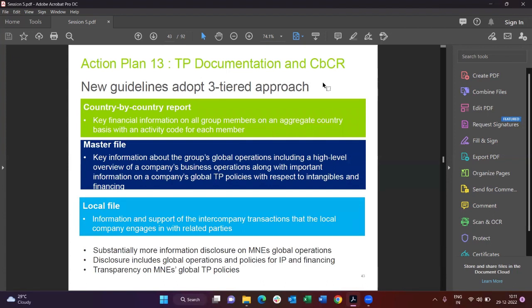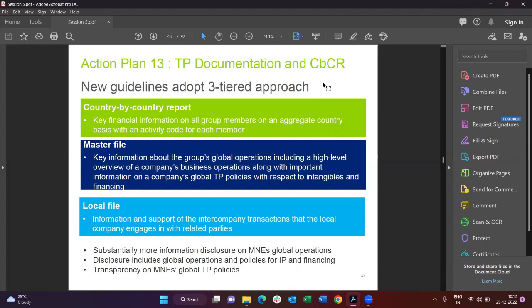India has adopted this approach, and we have country by country reporting mandatory for large MNEs who have group turnover exceeding 6,500 crores. And the master file Part A and Part B is applicable. Part A is applicable for every entity, and Part B is applicable when the international group turnover exceeds 500 crores and the international transaction exceeds 50 crores or the intangibles exceed 10 crores.